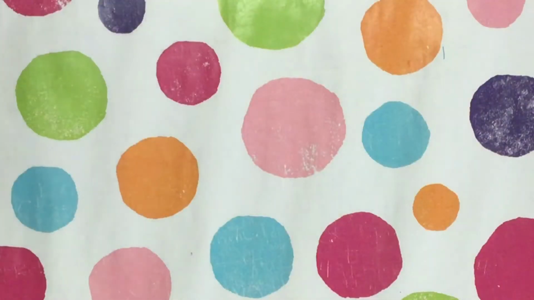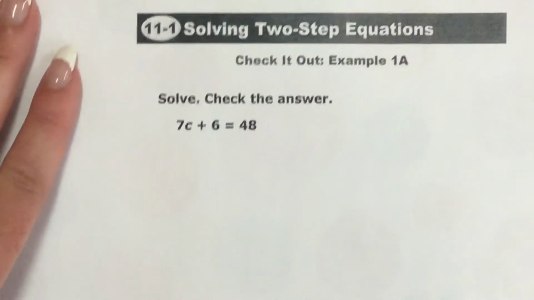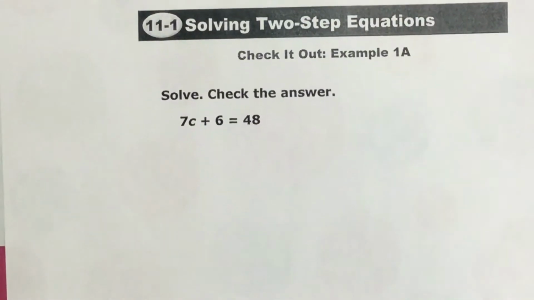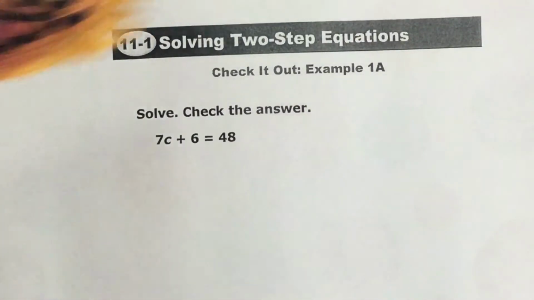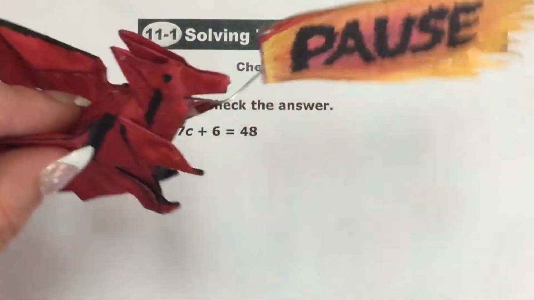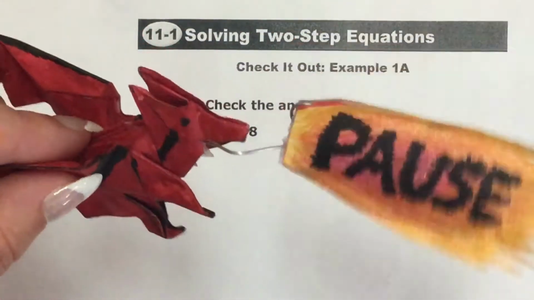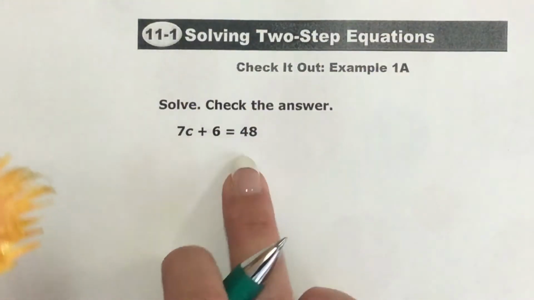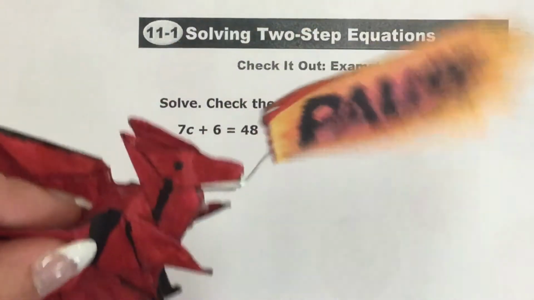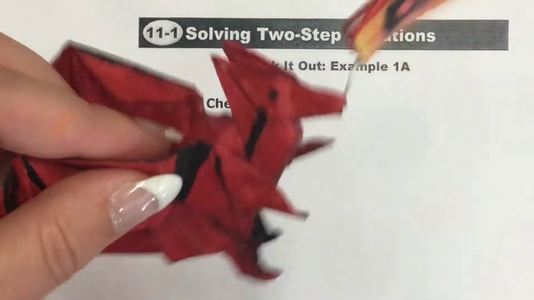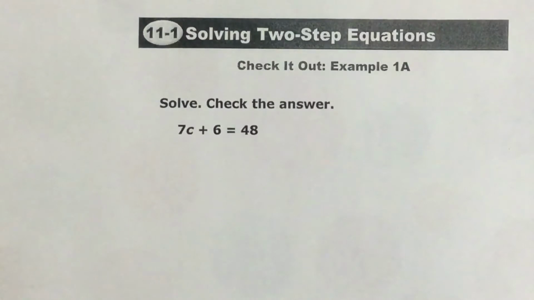Now it is your time. This is your time to check it out. So I want you to go ahead and work on check it out 1A and check it out 1B. And where's our friend? Oh, here's the pause dragon, reminding you to pause your device. And then when you get done with those, press play and come back and we'll talk about it. Make sure that you solve and also check the answer by hand and write the original equation. All right, see you in a bit. Write the original equation on your checks.